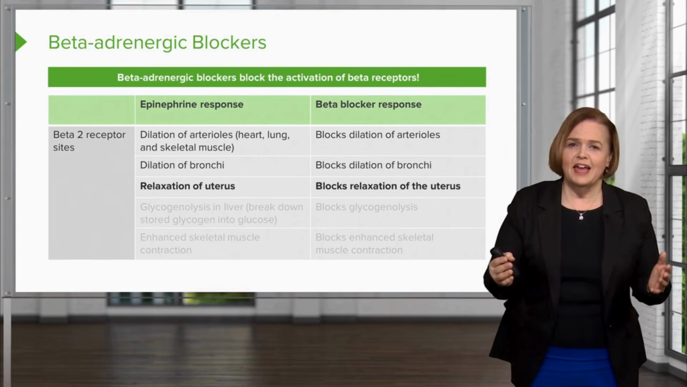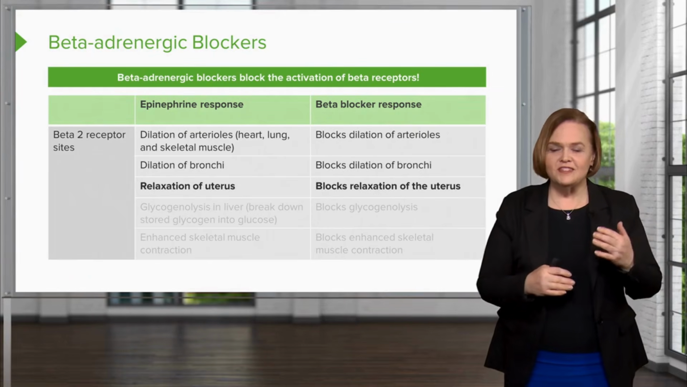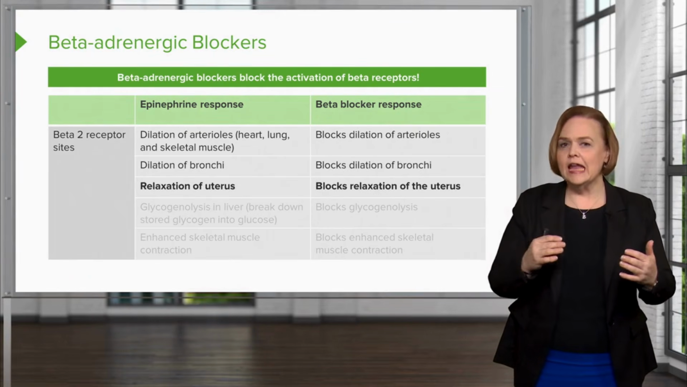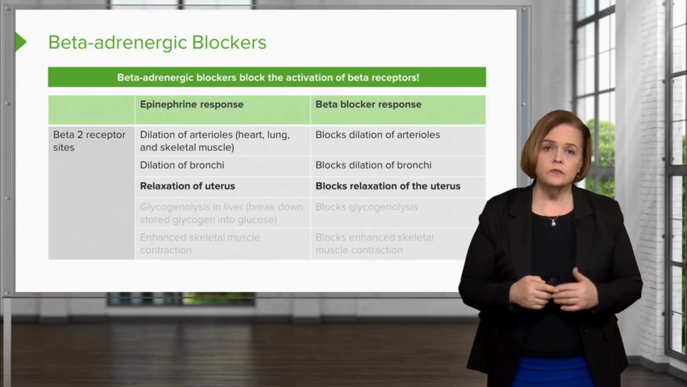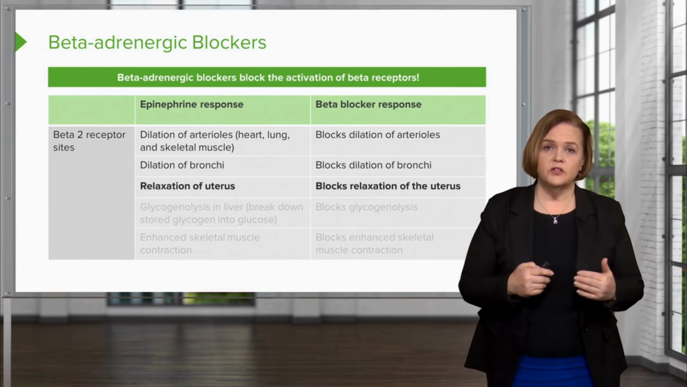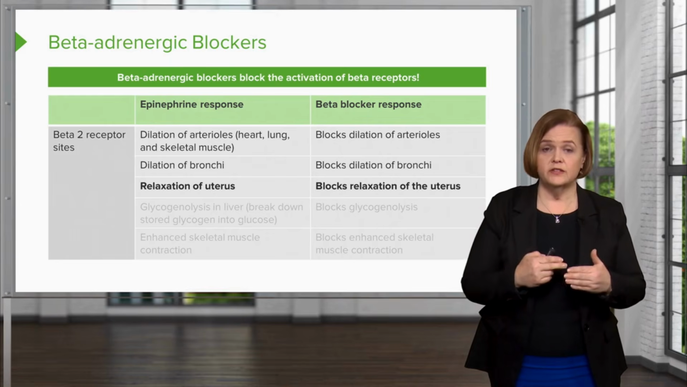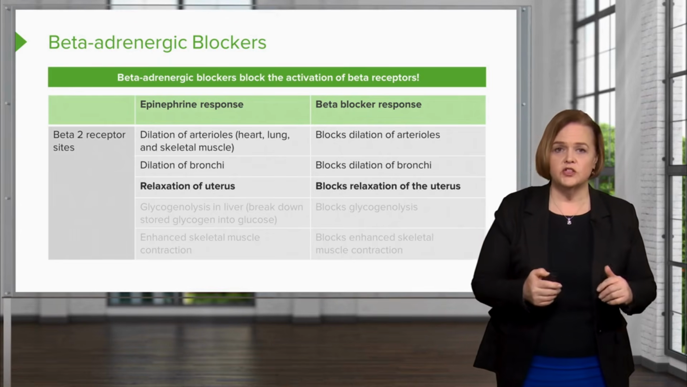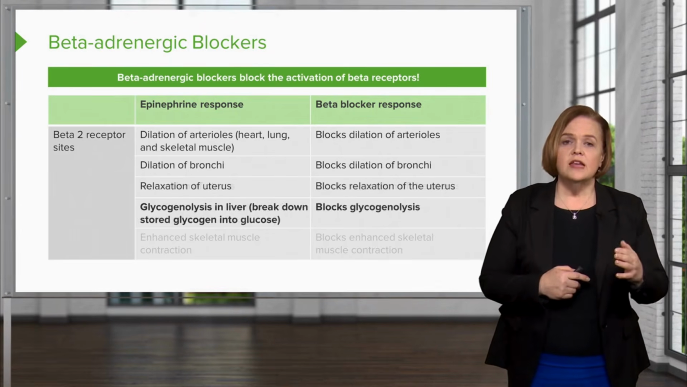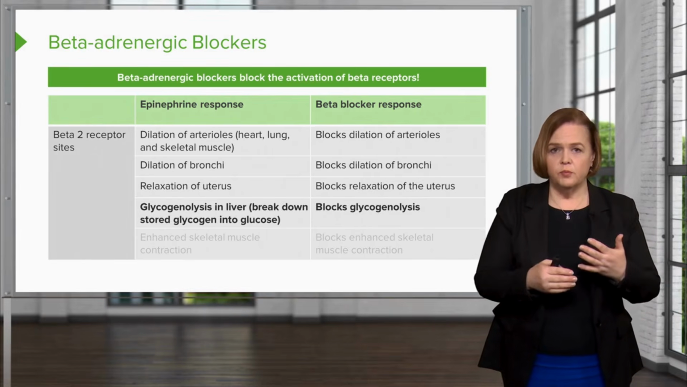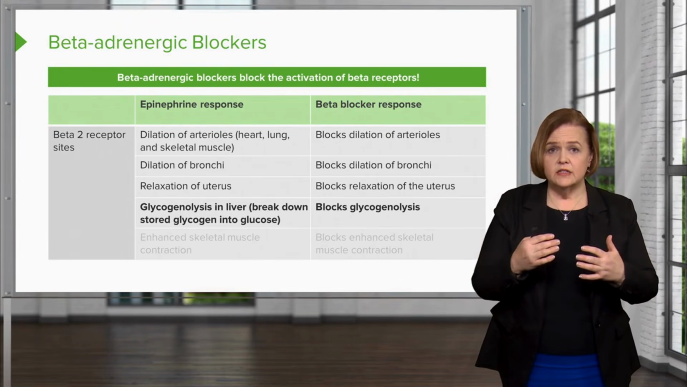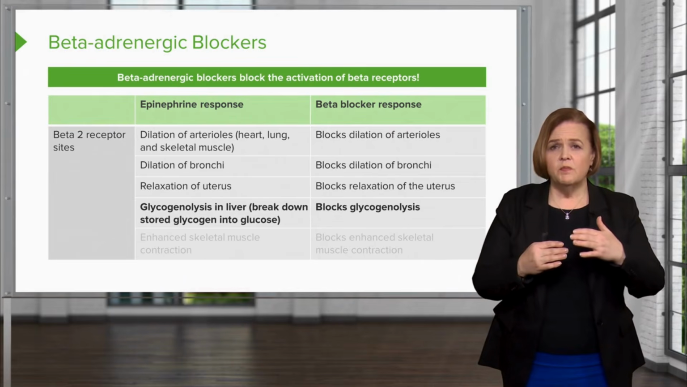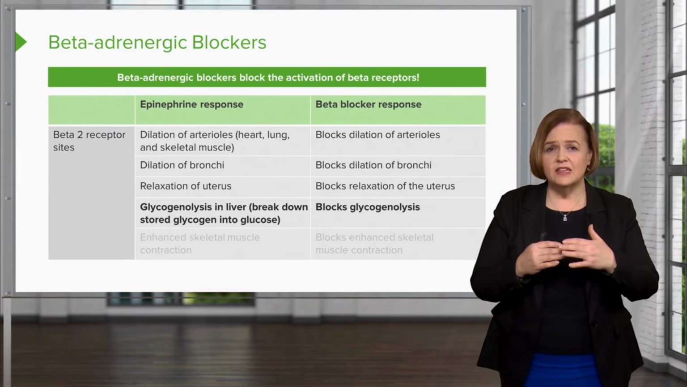Now, the relaxation of the uterus, this is just kind of a talking point in here, not going to be a major factor when you're taking beta blockers for hypertension. We do sometimes use beta blockers to slow down the process of labor, but that's not the application we're talking about here. Now, glycogenolysis in the liver, remember that breaks down the stored glycogen when a beta 2 receptor is hit by epinephrine. But beta blockers will block this effect. They will block this glycogenolysis.